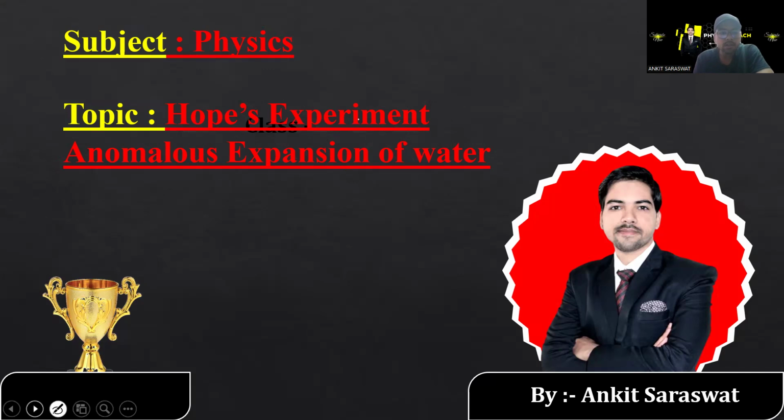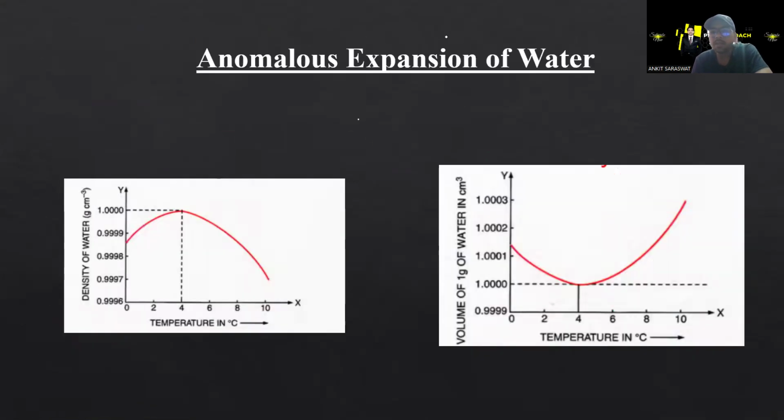Now see, what is the meaning of anomalous expansion of water here? So usually we have seen that when we increase the temperature of any liquid, then its volume is going to increase. If we increase the temperature, then volume is going to increase.